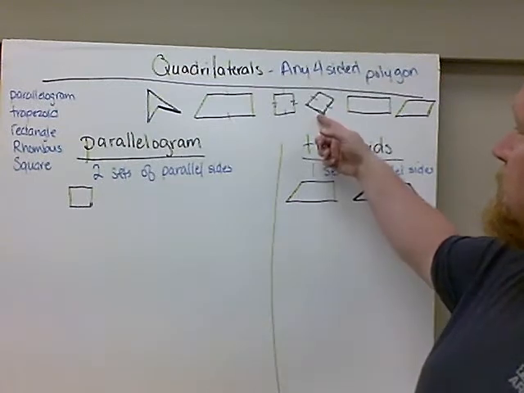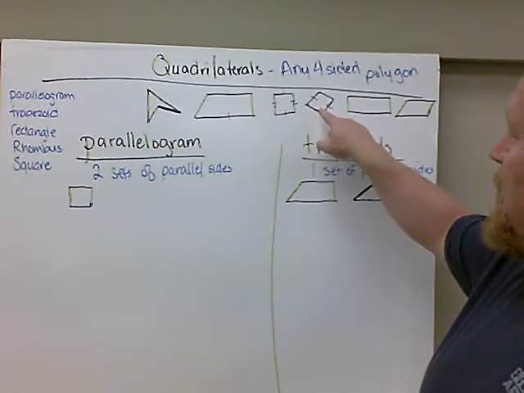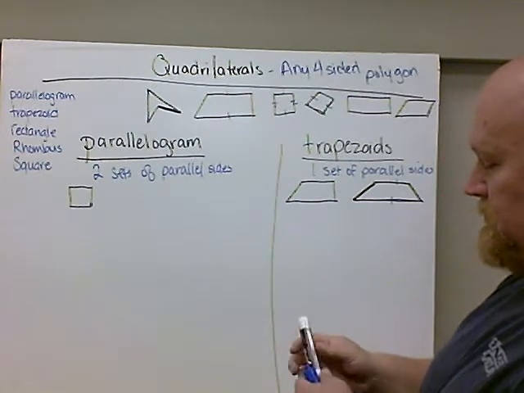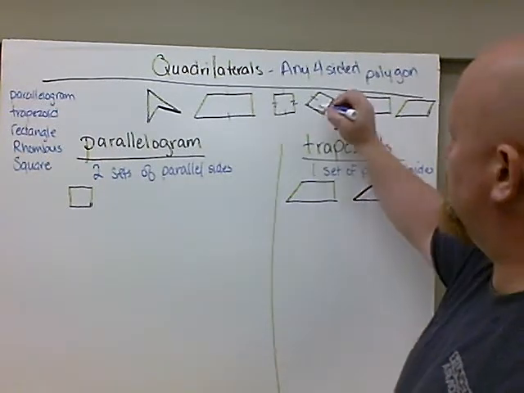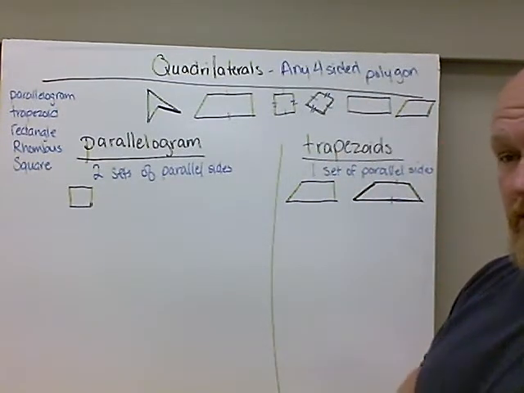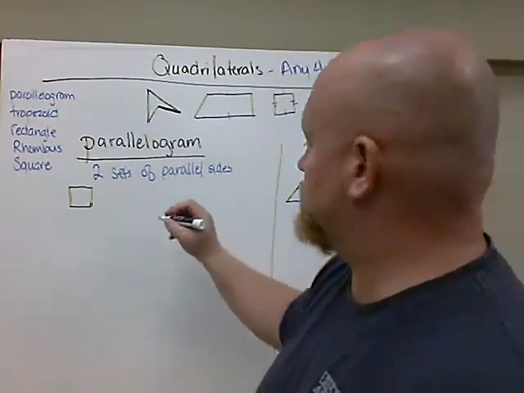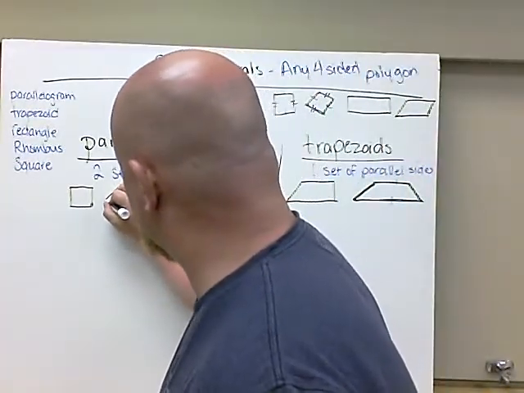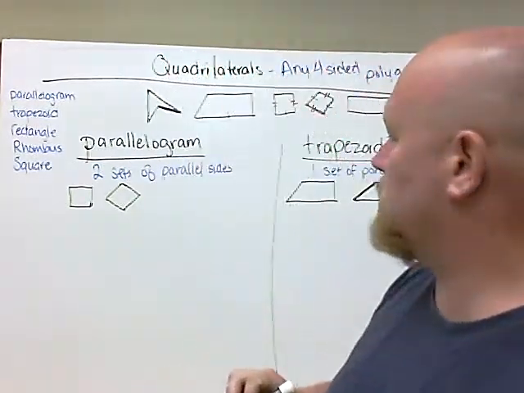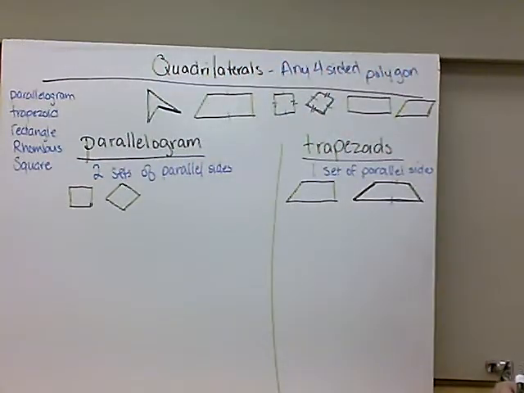A rhombus has these two sides that are parallel, along with this side is parallel to this side. That makes it a parallelogram. I'm going to try to draw a rhombus, but that's not perfect.